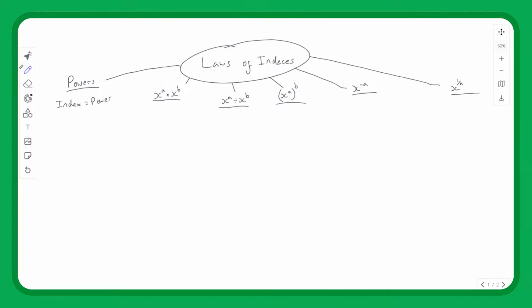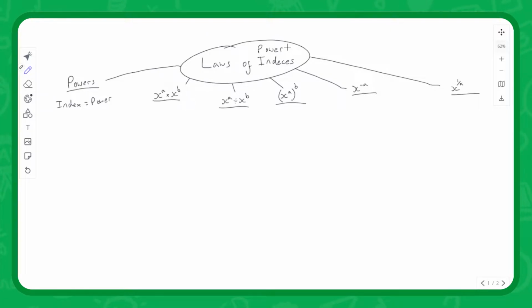We're looking at laws of indices. So we'll first look at what we mean by indices. We'll focus on the 5 main power rules, and then we'll finish off with a couple of exam style questions. So indices is just the plural of index, and index is just another word for power. So this could be laws of indices or laws of powers.